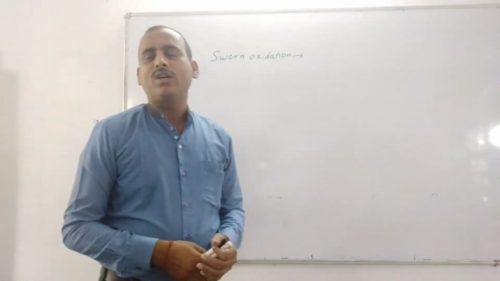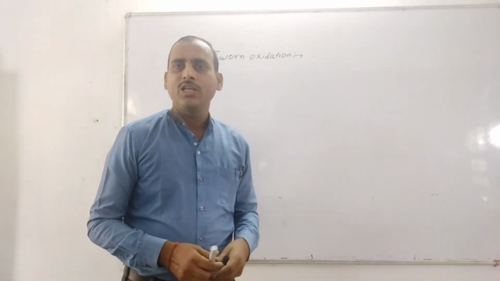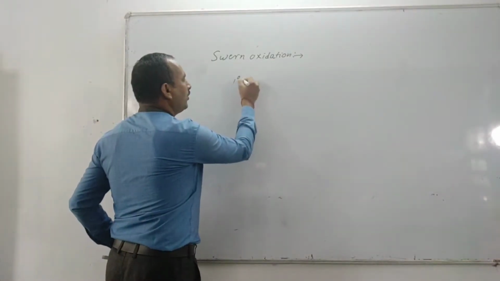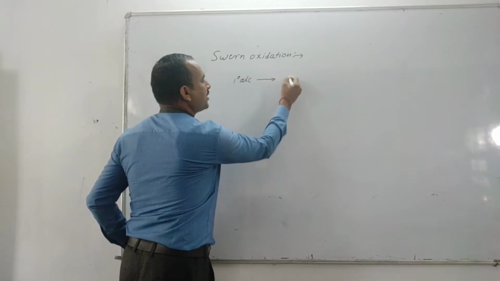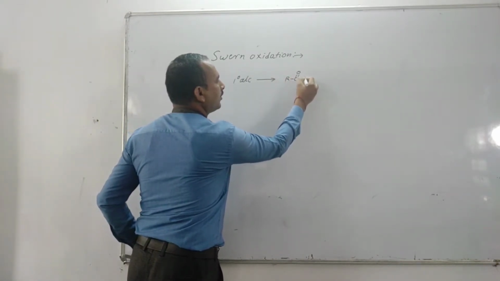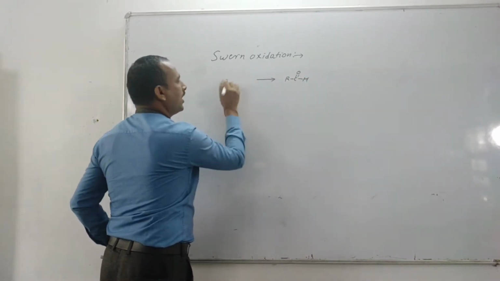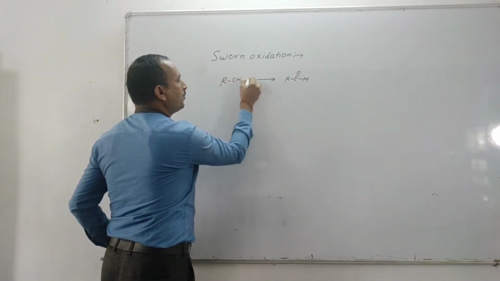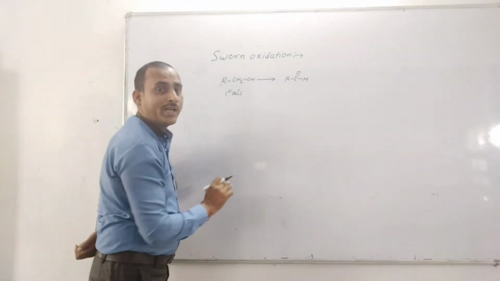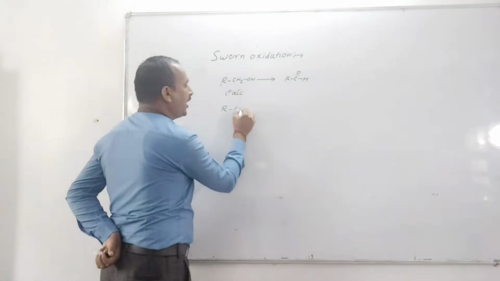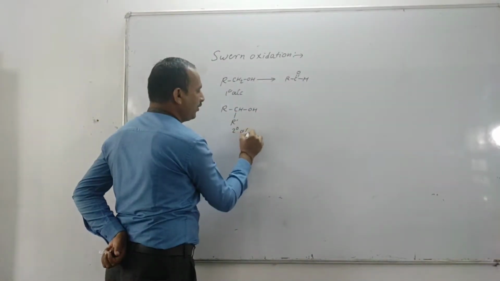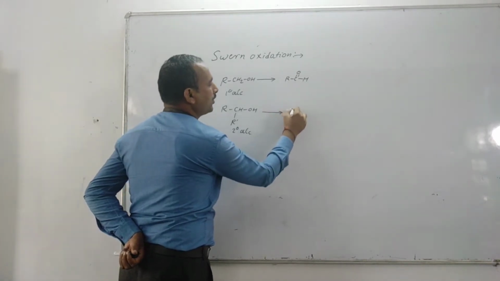Today we start the Swern oxidation reaction. In the Swern oxidation reaction, a primary alcohol is oxidized to an aldehyde, that is RCH2OH, the primary alcohol, is oxidized to an aldehyde, and RCHOH R dash, a secondary alcohol, is oxidized to a ketone.